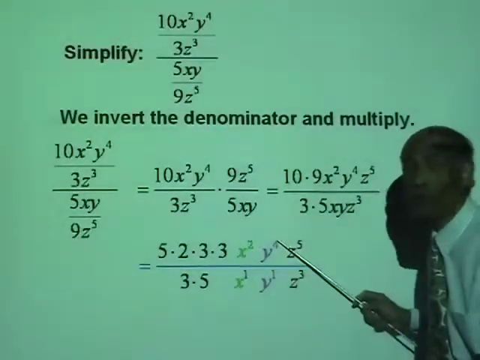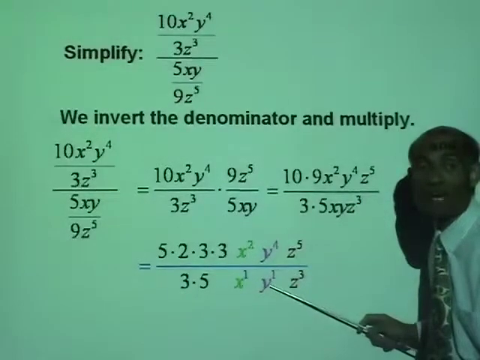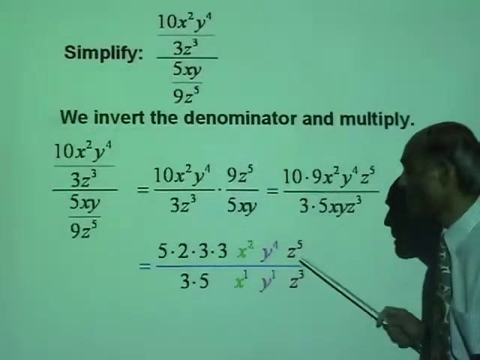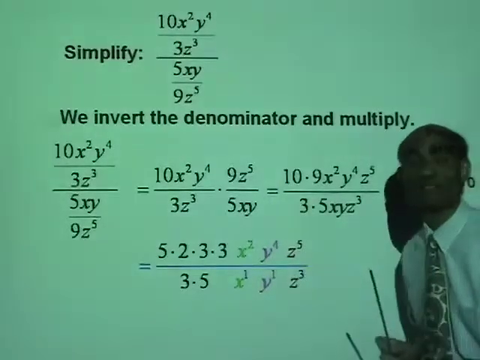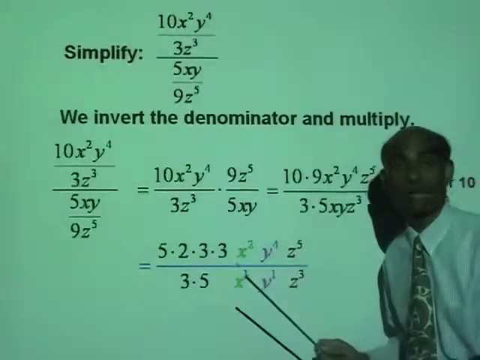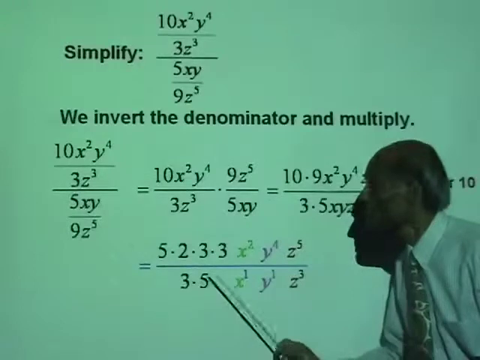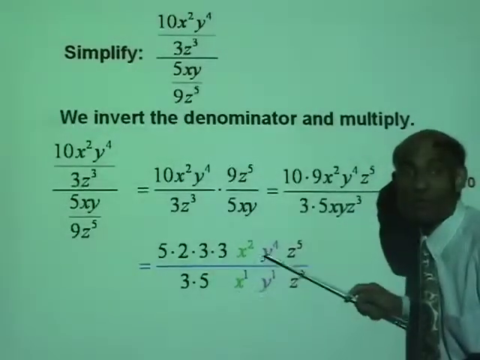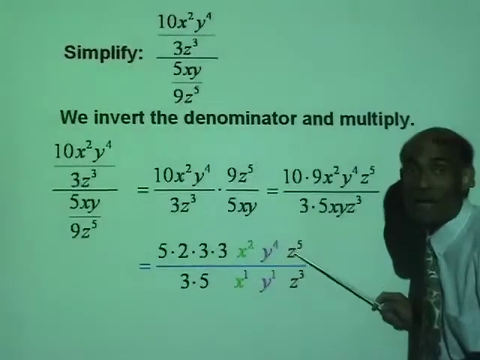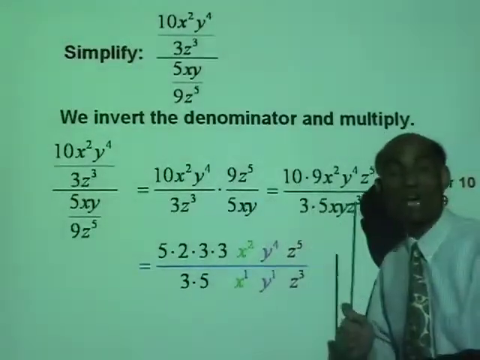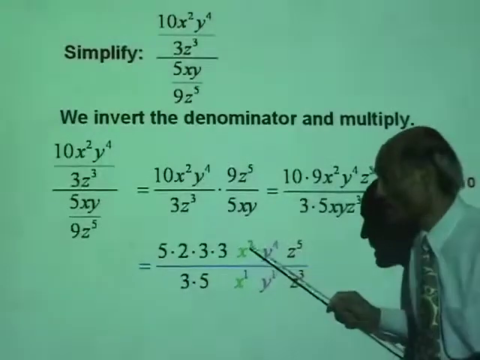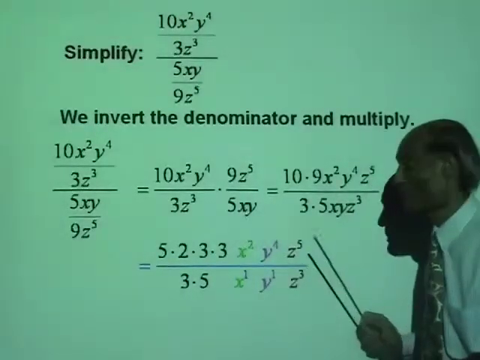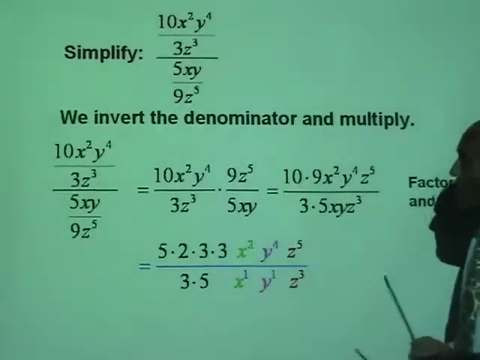Y to the power of 4 on the numerator, y to the power of 1 on the denominator, z to the power of 5 on the numerator, and z to the power of 3 on the denominator. Also, you have 3 times 5. Now look at the way I wrote the variables, one below the other, the like terms, the like factors. Now when you write it like this, it will be much easier to simplify. Alright, what is the next step?